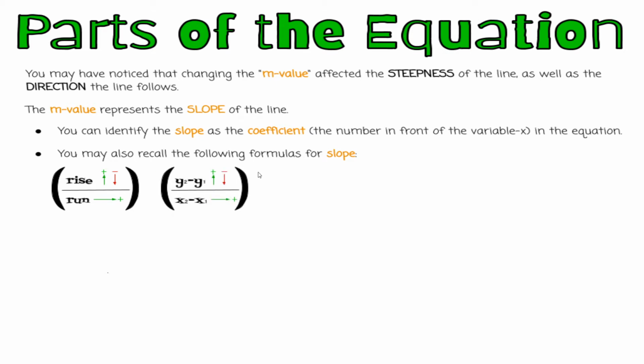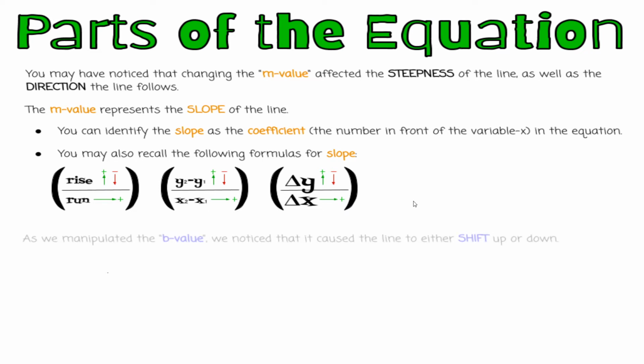You may possibly remember the formula for slope, which is y sub 2 minus y sub 1 over x sub 2 minus x sub 1. We'll be using that. And another way to shorthand that formula is by saying delta y over delta x. Now, in case you forgot, delta, that triangle symbol, means change. So that's why we're subtracting. We're finding the change in our y's and our change in our x's.